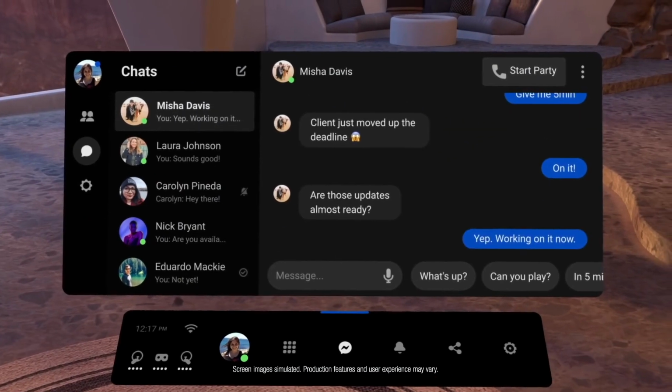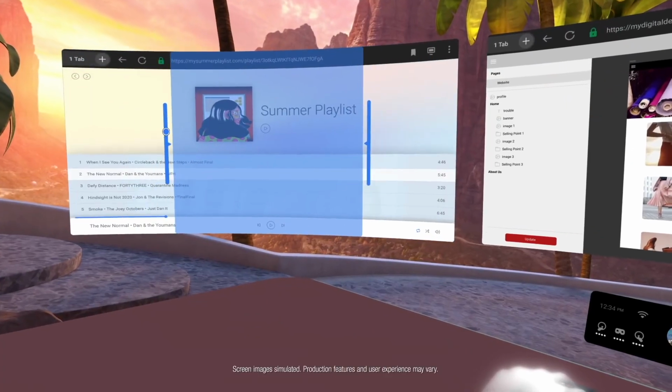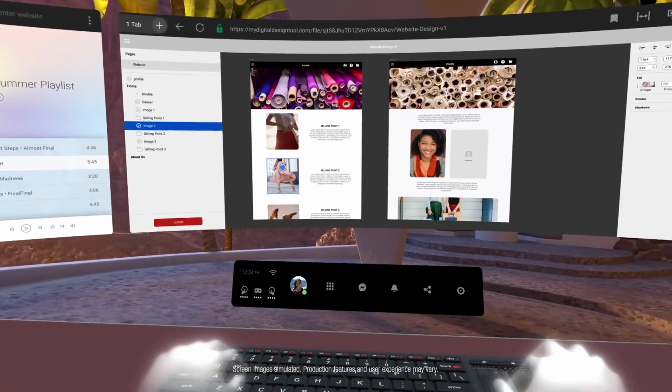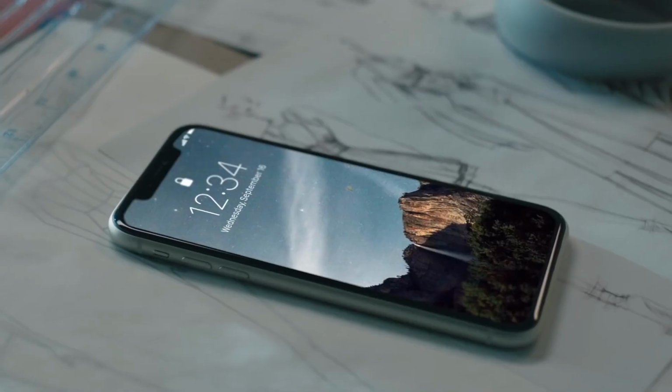To put this into perspective on how big a leap it is over current standalone VR hardware, the MetaQuest has 1920 by 1832 resolution per eye, with an estimated 200 to 300 PPI per eye.